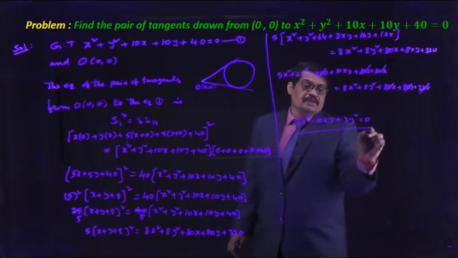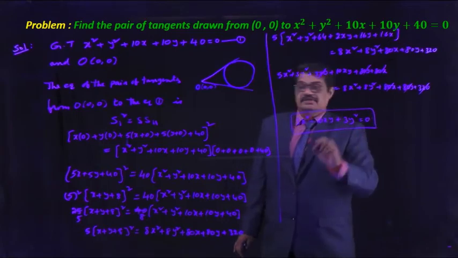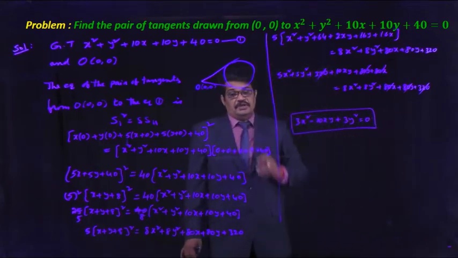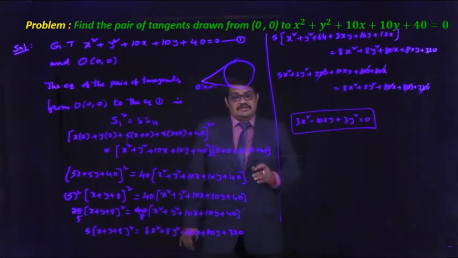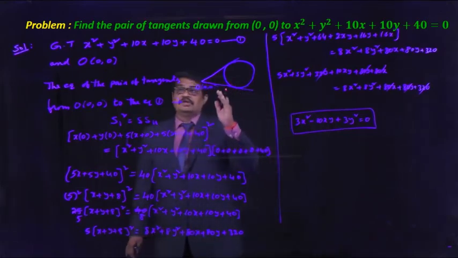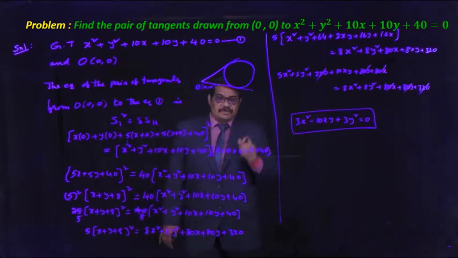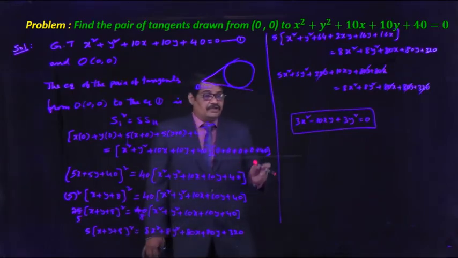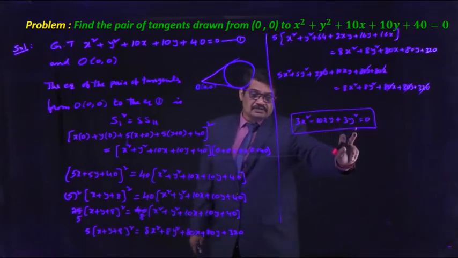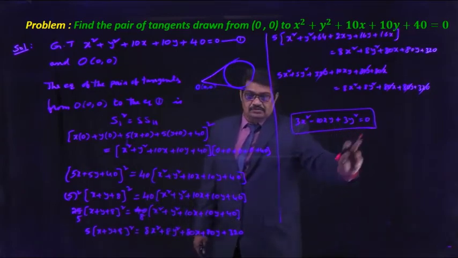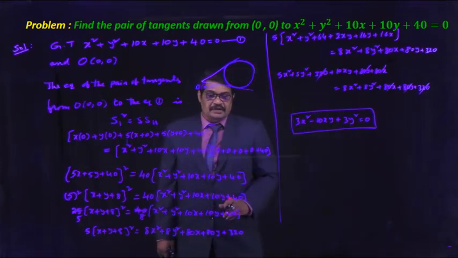0. This is the pair of tangents from origin to the given circle. These are the pair of tangents from origin to the given circle x square plus y square plus 10x plus 10y plus 40. We are obtaining the pair of tangents here: 3x square minus 10xy plus 3y square is equal to 0. These are the pair of tangents from origin to the given circle.